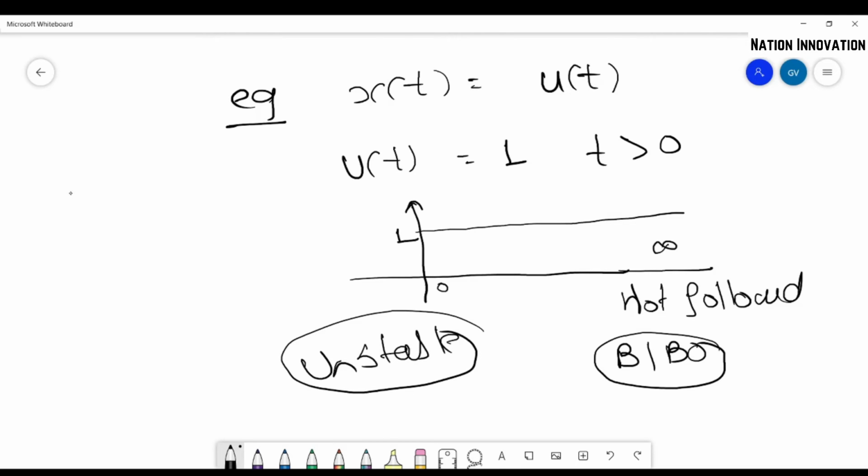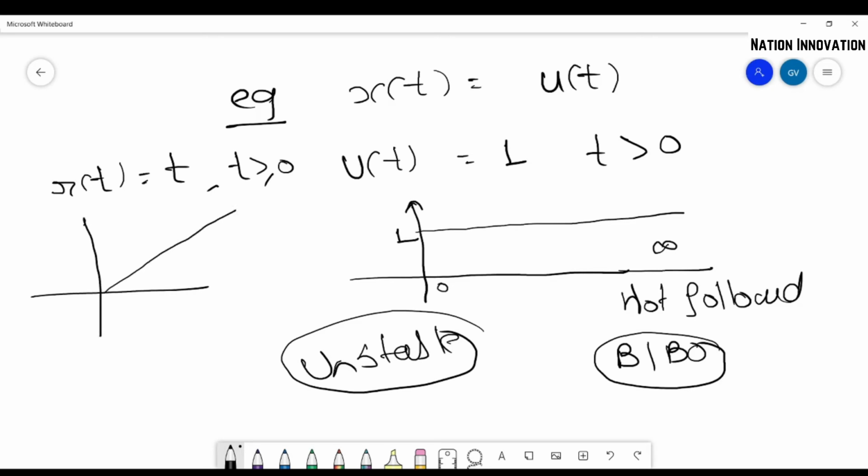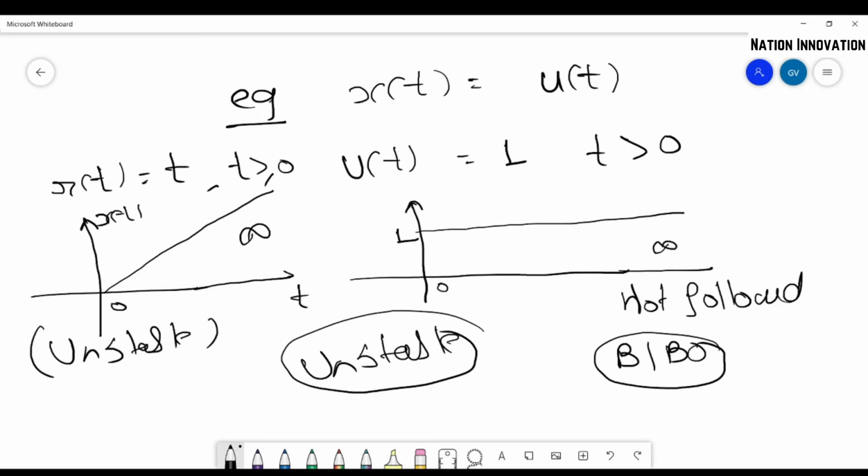Okay, same goes for the ramp also. The ramp is equal to t for t greater than or equal to 0. If I draw it, it is also going from here to here. There is no bound on the ramp, so this is also not following BIBO. This is going till infinity, so this is also unstable. Like this we can clearly find whether a system is a bounded system or an unbounded system, whether it is stable or unstable.